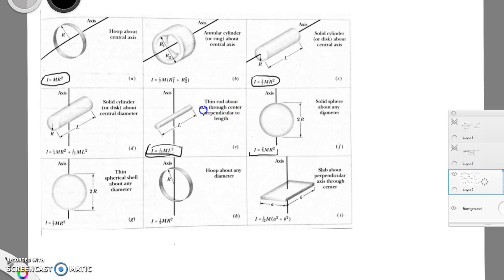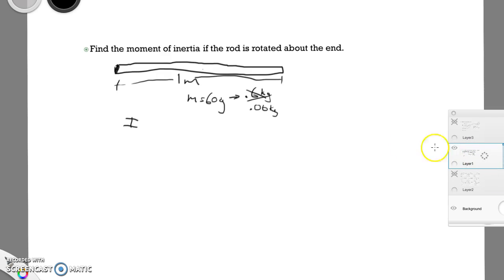This is for when the axis is through the center. All of these are for when the axis is through the center, the center of mass, and that's really important here. If we look back to this example, are we rotating about the center? We're not, which means that while this is the moment of inertia for a uniform rod, it's only going to get us the moment of inertia if we were to rotate about this point.